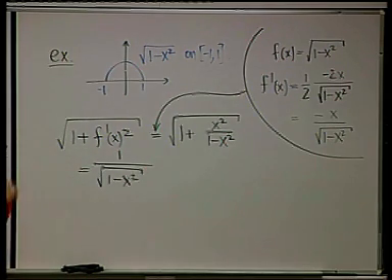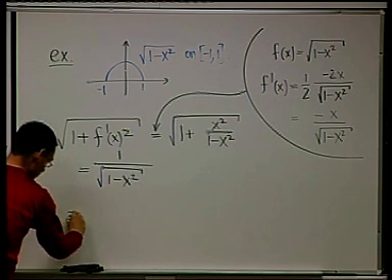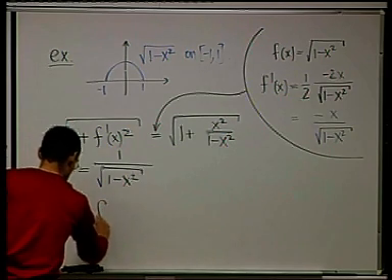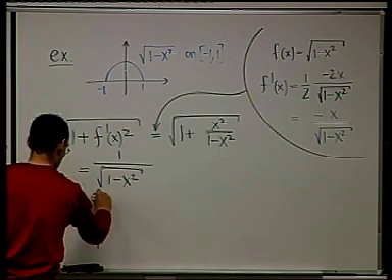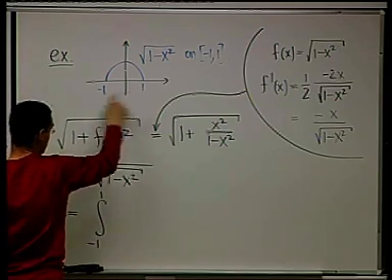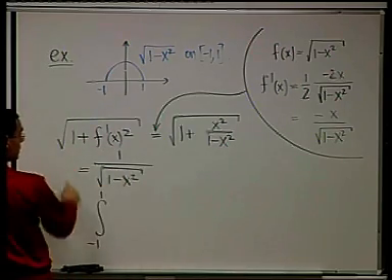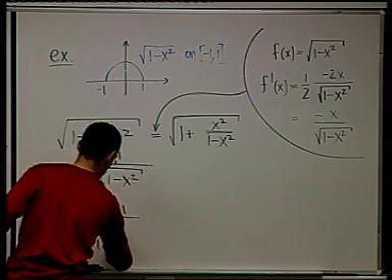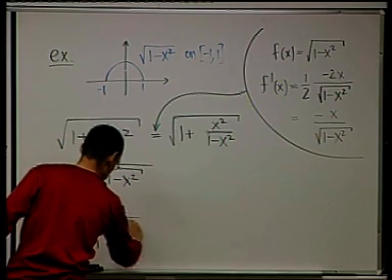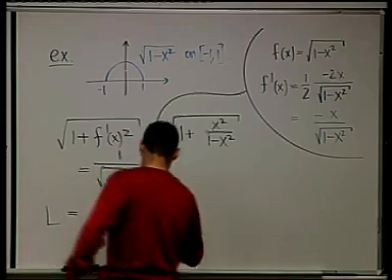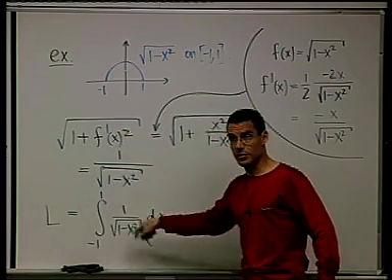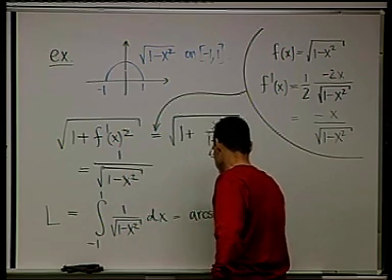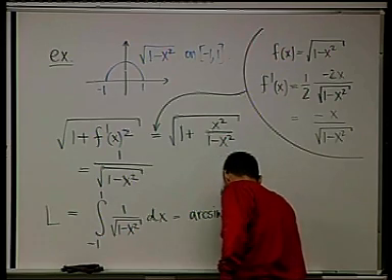Good. And now the length, L, of the half circle is the integral from -1 to 1. Those are the endpoints of the interval, of the root of 1 plus f prime x squared. So I get 1 over the root of 1 minus x squared dx. Do you recognize this as a derivative of something? It's an immediate one. It's arcsine. So it's arcsine x evaluated between -1 and 1.